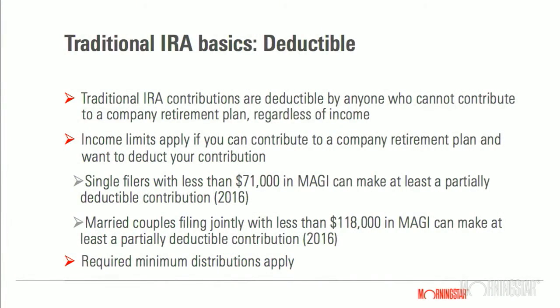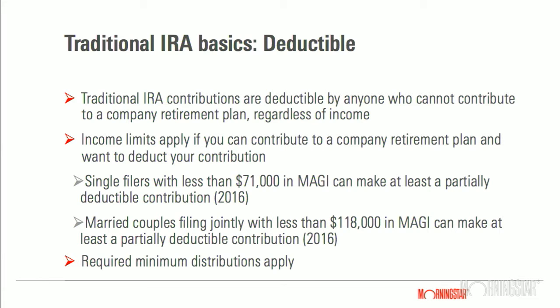In terms of traditional IRAs that are deductible, the deductible income limits are even lower here than was the case for Roth IRAs. So if you are not participating in a company retirement plan at work, your income doesn't matter. Anyone who is not eligible to participate in a company retirement plan at work or their employer doesn't have one can make a deductible traditional IRA contribution.